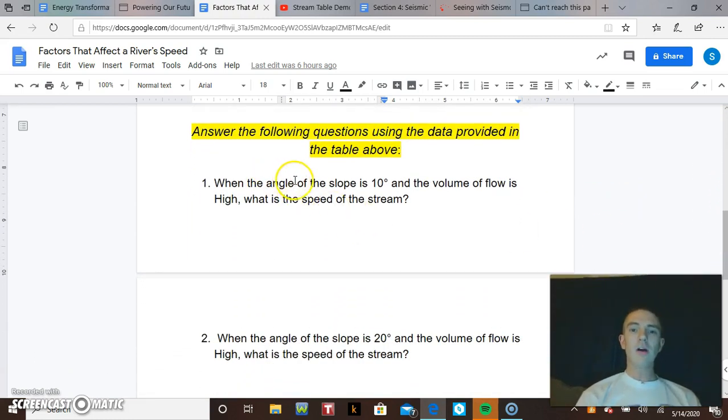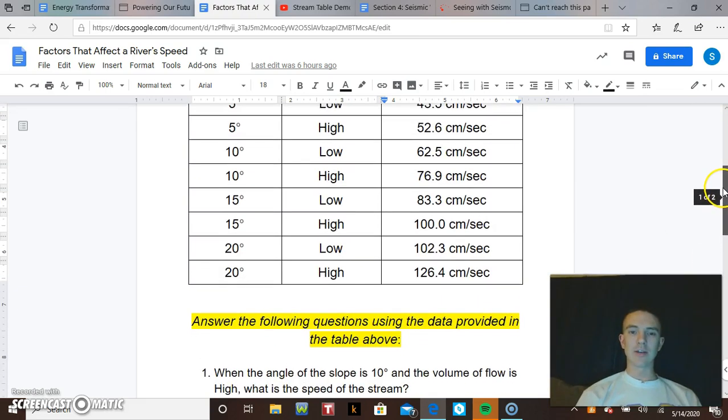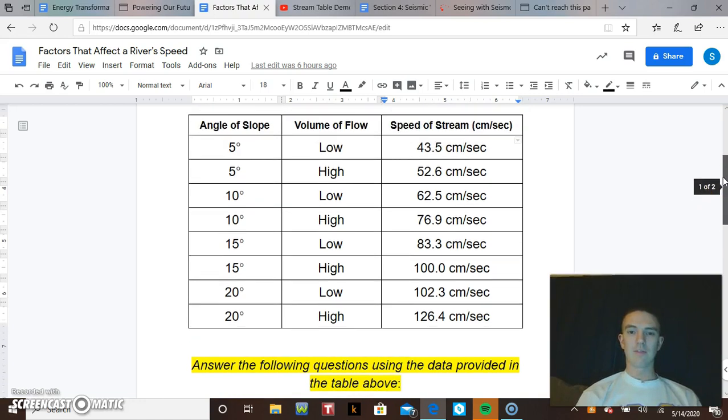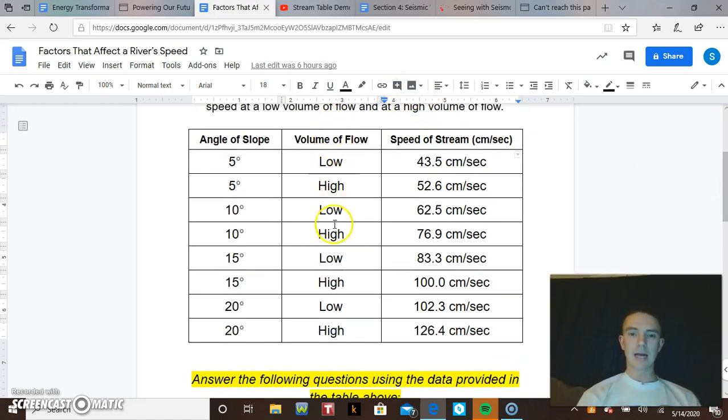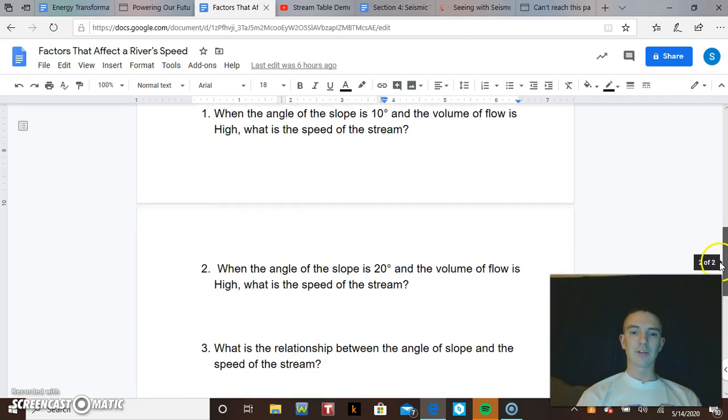When the angle of the slope is 10 degrees and the volume of flow is high, what is the speed of the stream? So let's look. When the angle is 10 degrees and the volume of flow is high, what is the speed? It's that simple. Okay? Same thing for number 2.